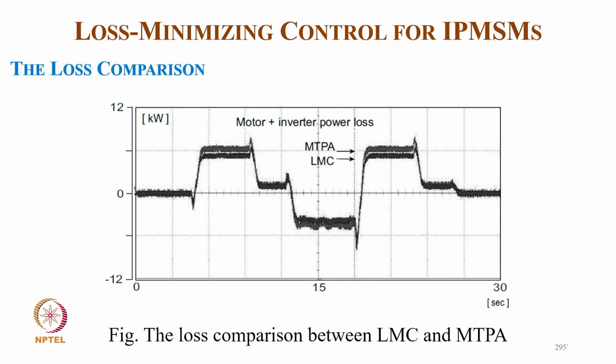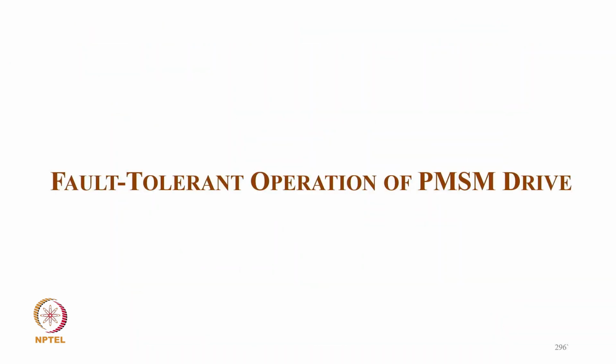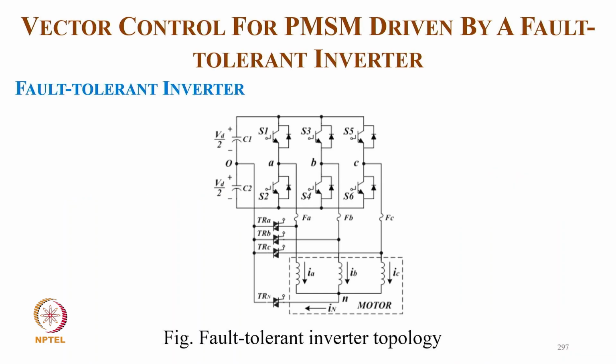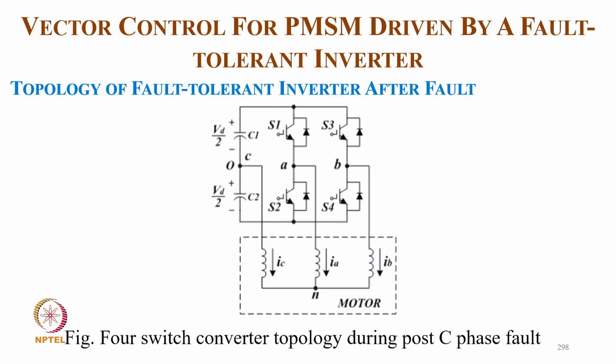And this is the loss component between, typically, your power for different controls like MTPA or your loss minimizing control. Now coming to fault tolerant operation of the PMSM drive. The fault tolerant control drive: here we have a typically three-phase motor, and for the four-track control, this is typically a four-switch converter topology during the post three-phase fault.